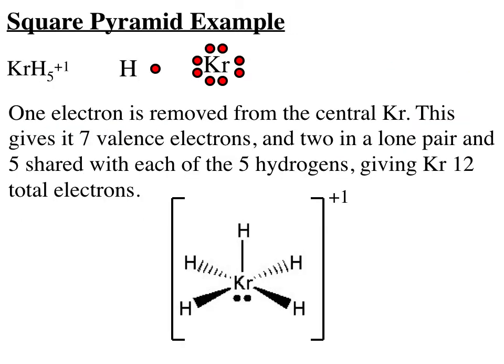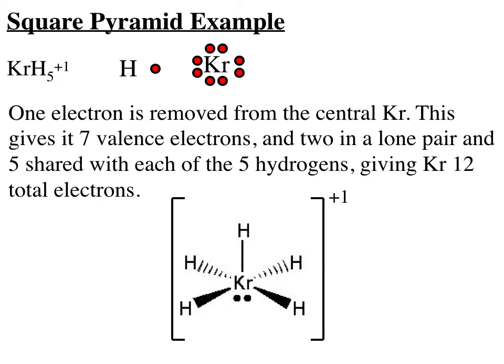For an example of the square pyramid case, let's take krypton pentahydride. That is a +1 cation. Krypton, again, is a column 18 element like the xenon I used in a previous example. Column 18 elements already have a completed octet. They really don't want to be very reactive. I have to force this to react by using lots of energetics probably.